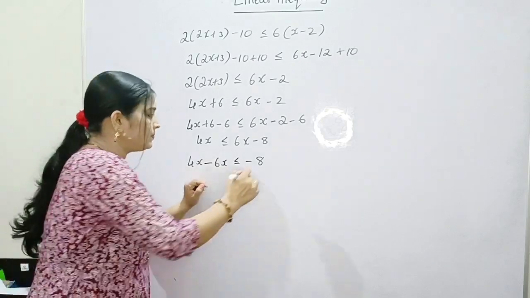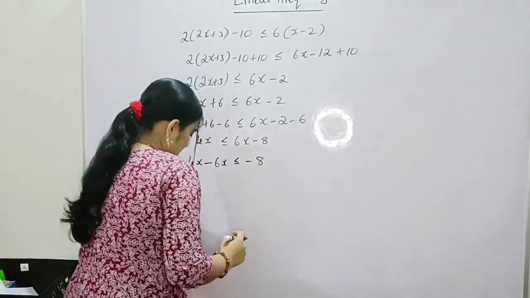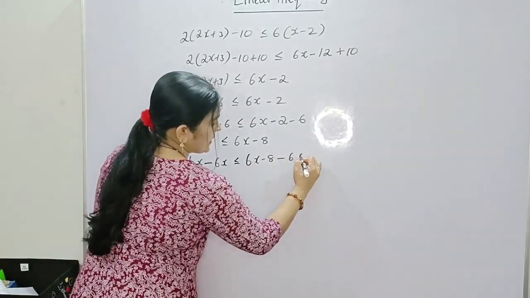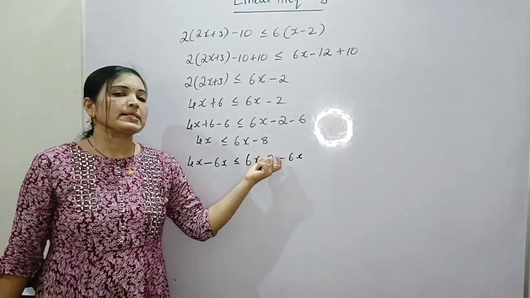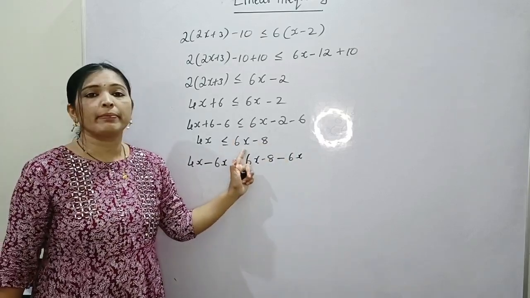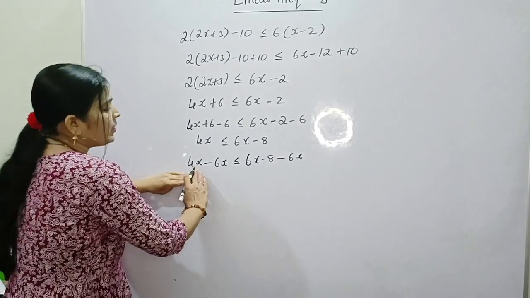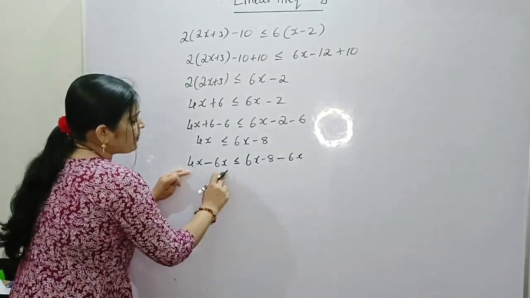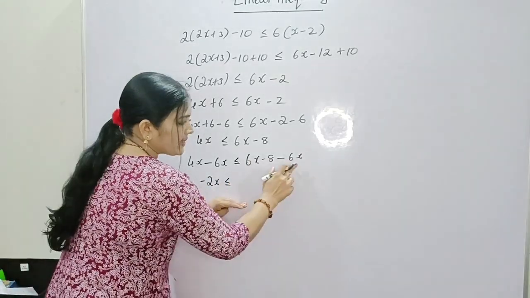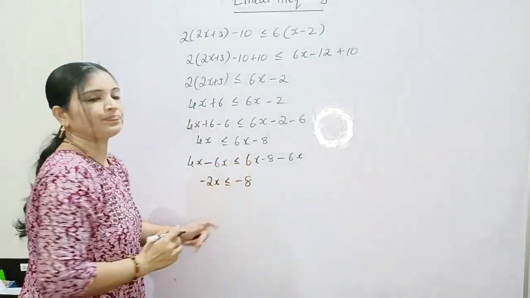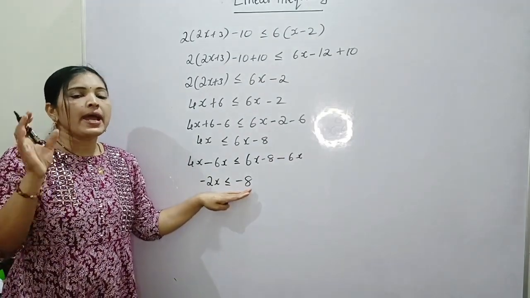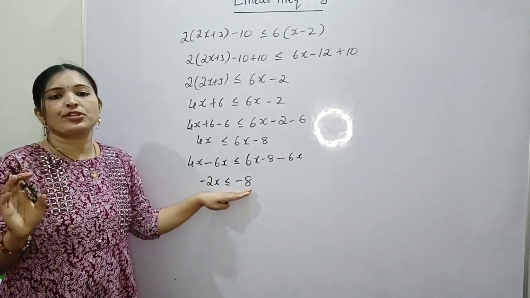Now, I will write this step: 6x minus 8 minus 6x. We have subtracted 6x on both sides so that this 6x will be cancelled. So what will be on the left side? 4x minus 6x, minus 2x, less than or equal to, 6x cancelled, minus 8.